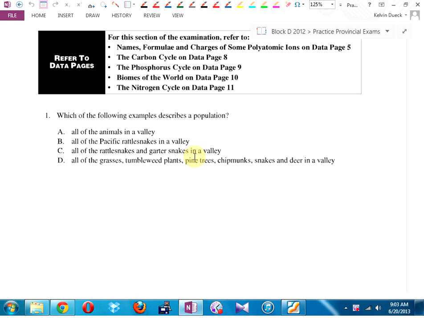Find a spot somewhere, fellas. You need a data booklet if you don't have one. And we're doing exam B. If you don't have an exam, I printed some up. I'll get some in a bit.